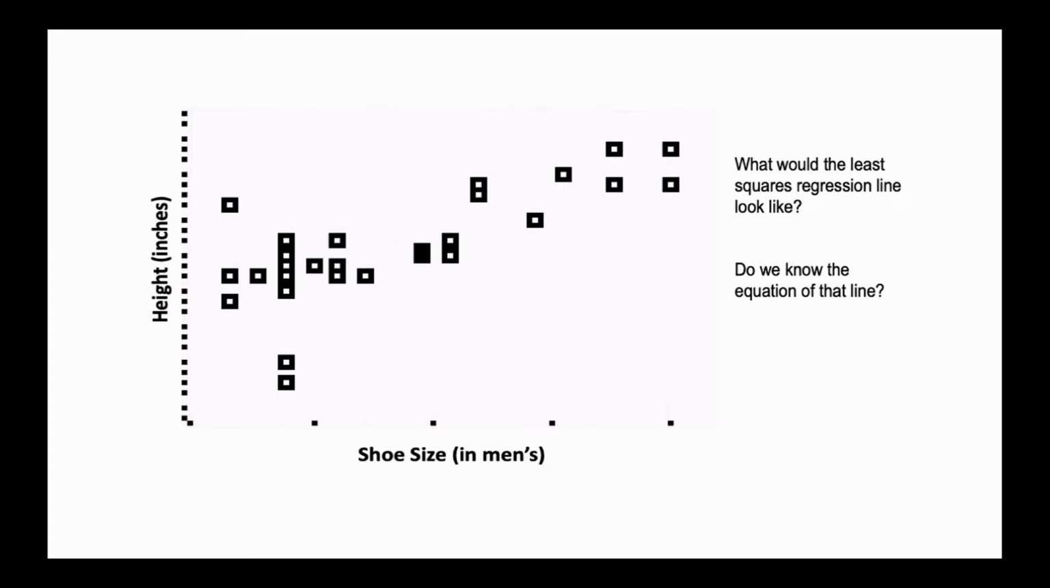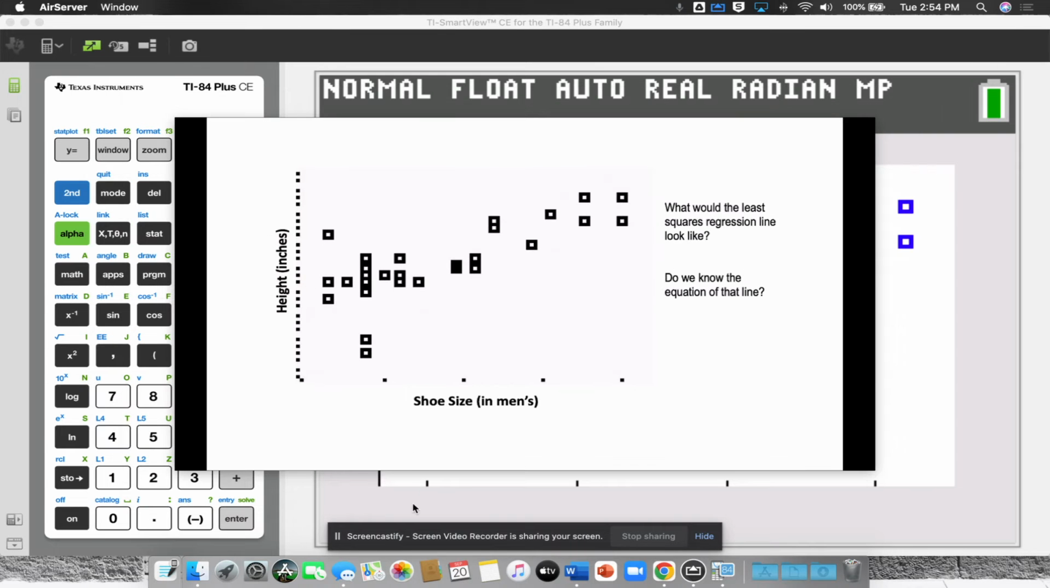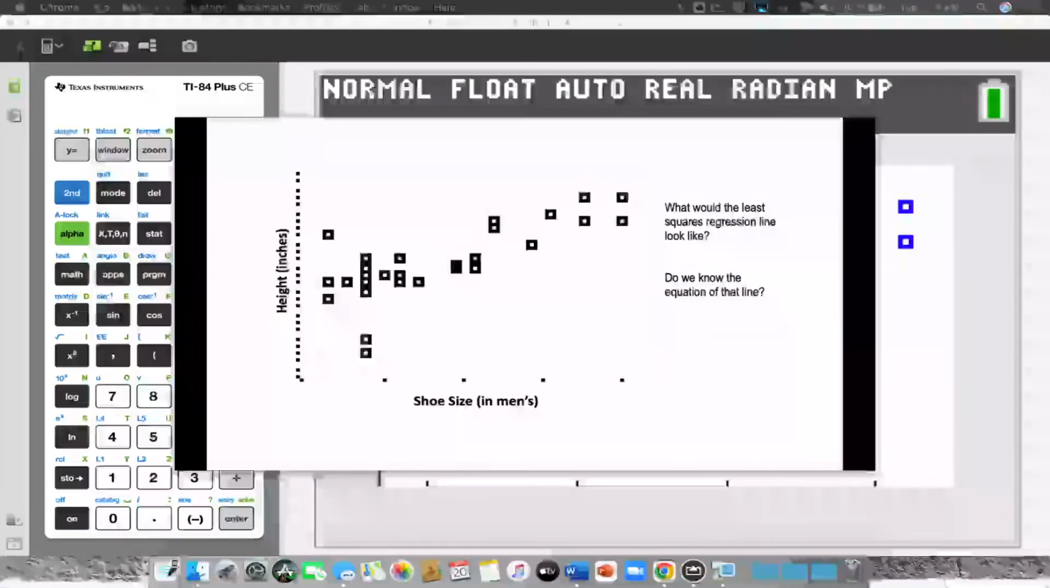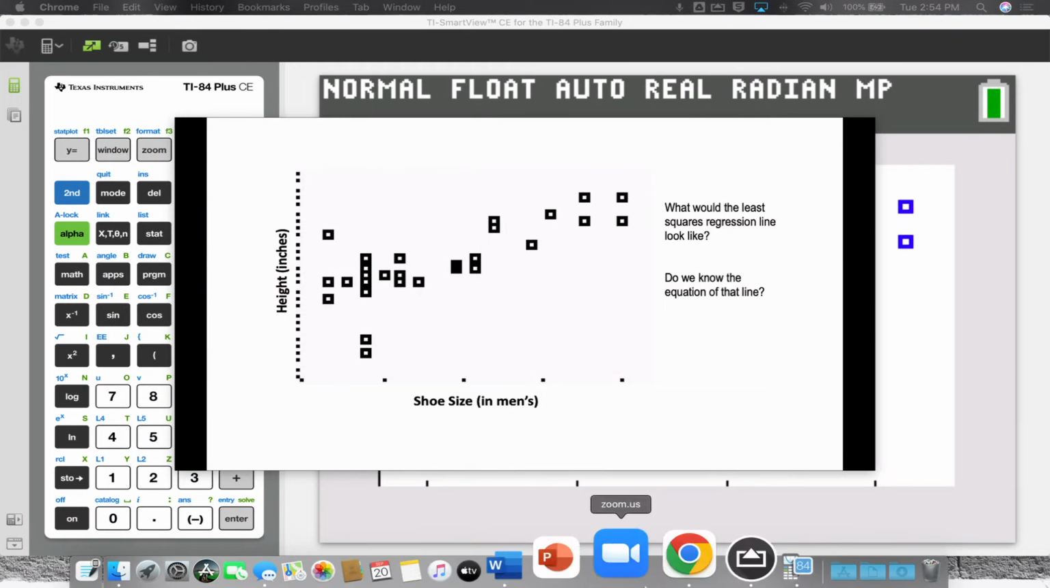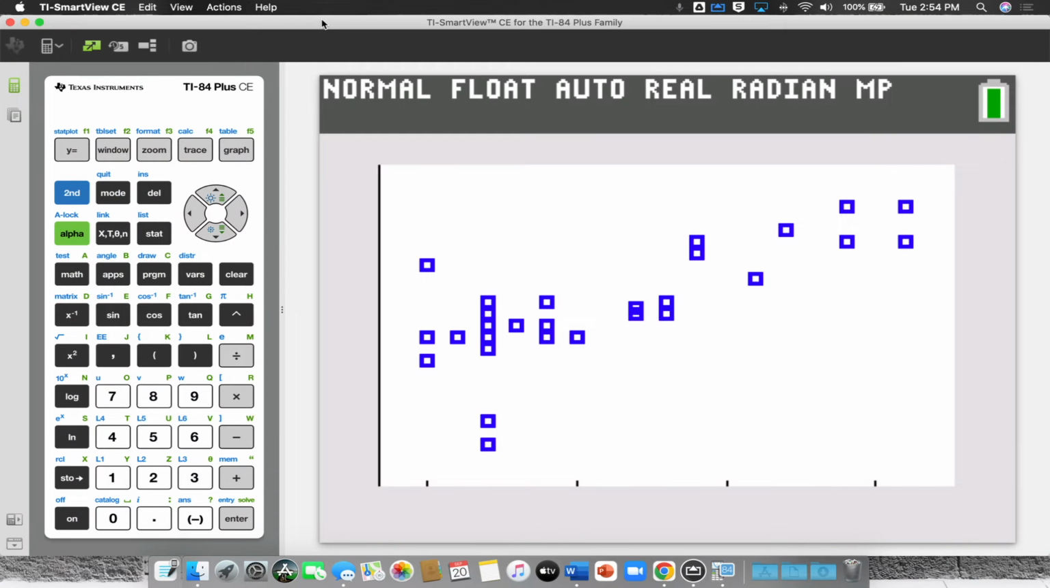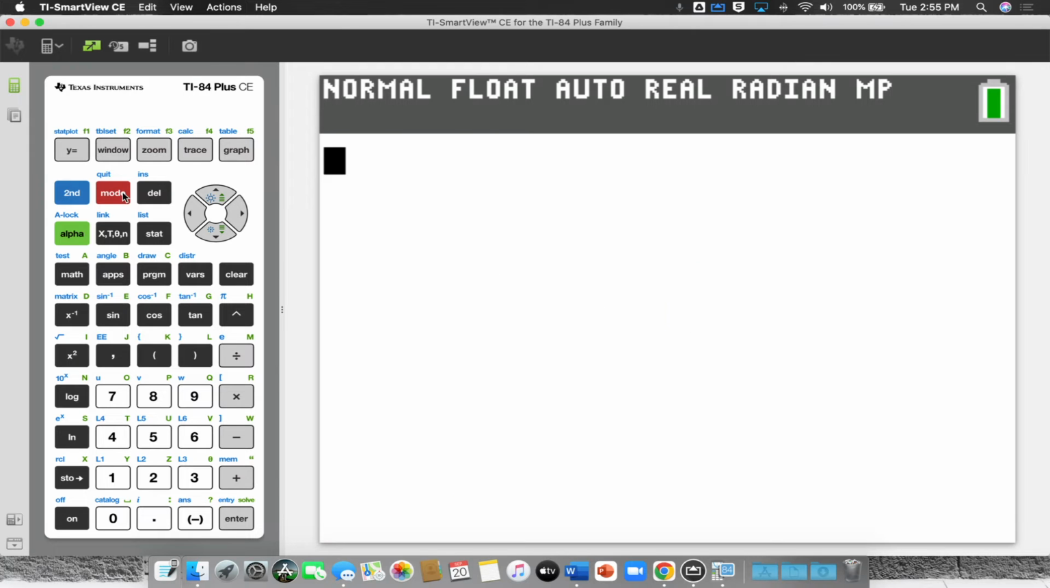Okay, so grab a calculator, go to a blank, or get out of this. How do I get out of this? I want to get anywhere but this. I don't need this anymore. Second mode, here you go, right? That always gets you back to the home screen. Good. Second mode. Okay. So what I want to do is I have to calculate A, B, and R again.